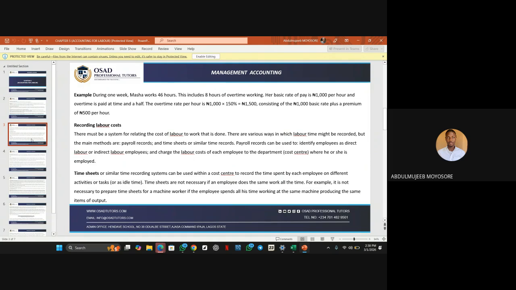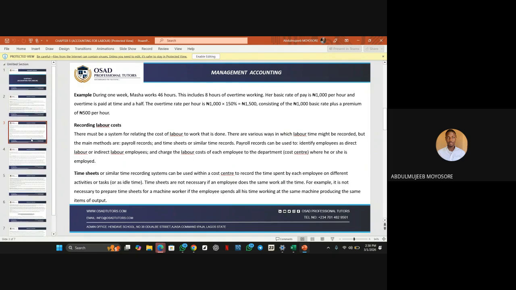Now, recording labor costs. There must be a system for relating the cost of labor to work that is done. There are various ways in which labor time might be recorded, but the main methods are payroll records and the timesheet or similar time record.